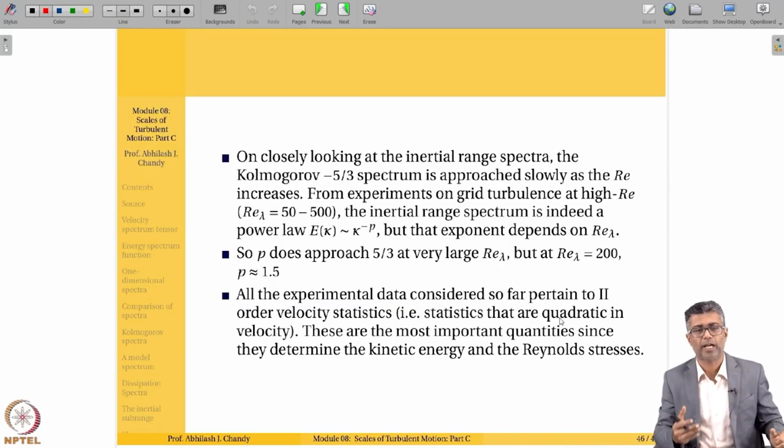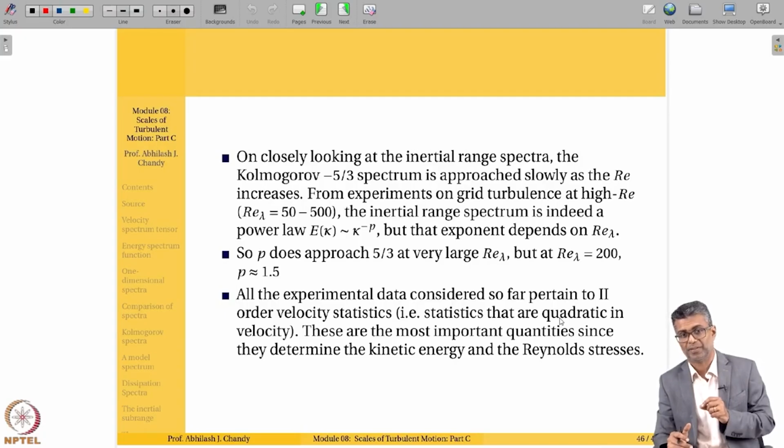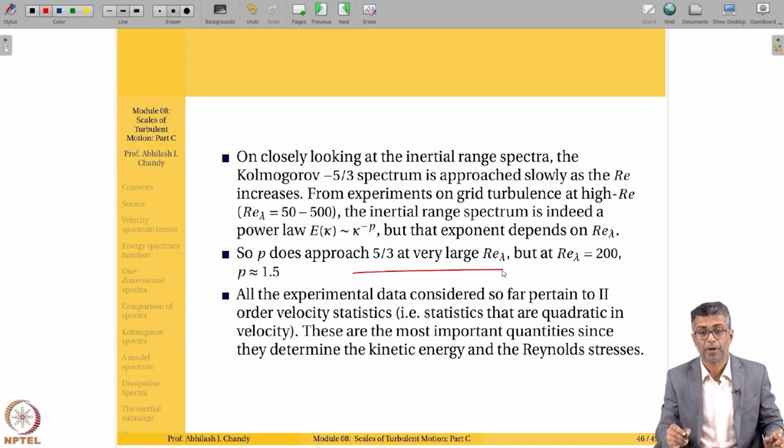So on closely looking at the inertial subrange spectra, the Kolmogorov minus 5/3 spectrum is slowly approached as Re increases. From experiments on grid turbulence, the inertial range spectrum is indeed a power law, but the exponent depends on Re lambda. So p does approach 5/3 at very large Re lambda, but at Re lambda equal to 200, for instance, p is 1.5, right?